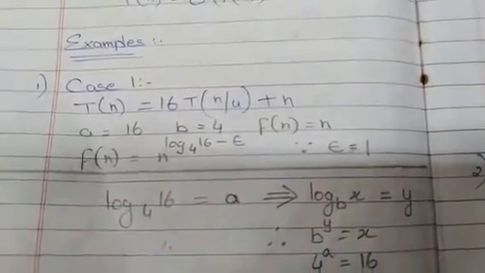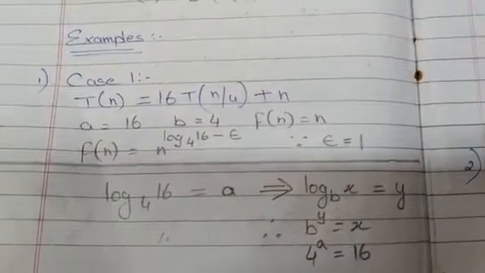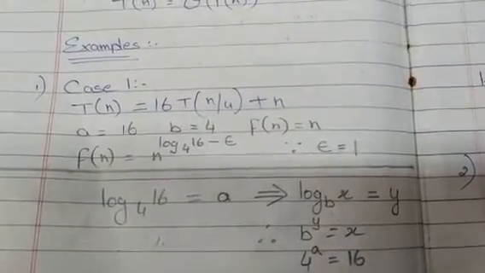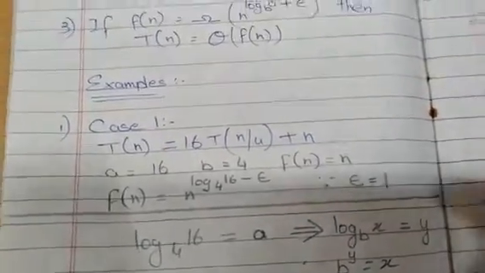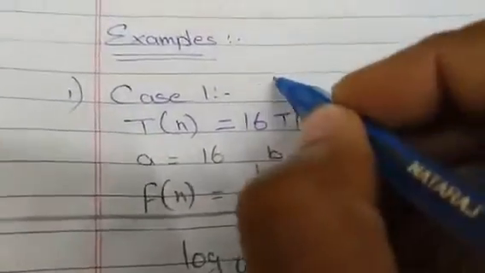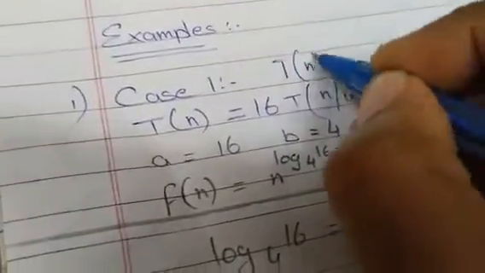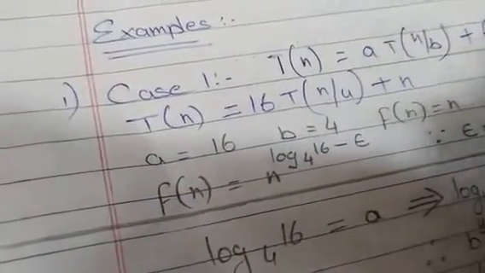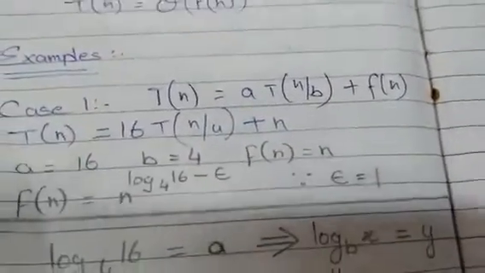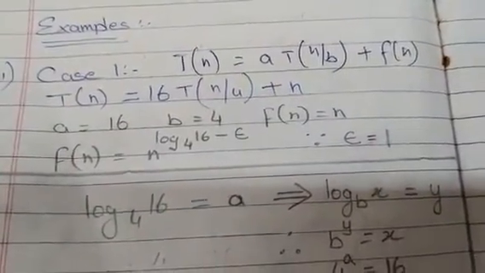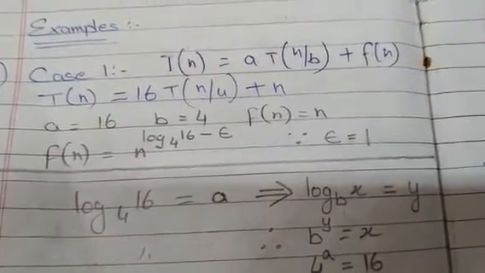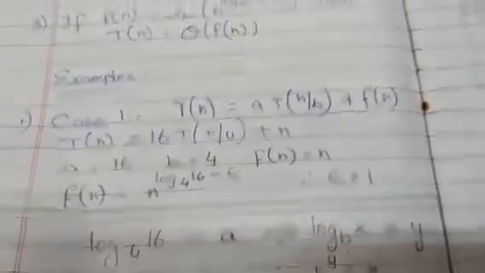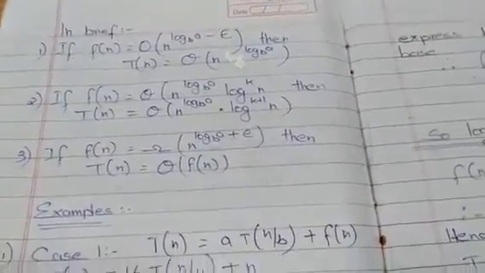The first case is t of n is equal to 16 t of n by 4 plus n. Here, a is equal to 16, b is equal to 4, f of n is equal to n. This is the general case: t of n is equal to a t of n by b plus f of n. Now f of n, how can you say among which of these cases it comes into?